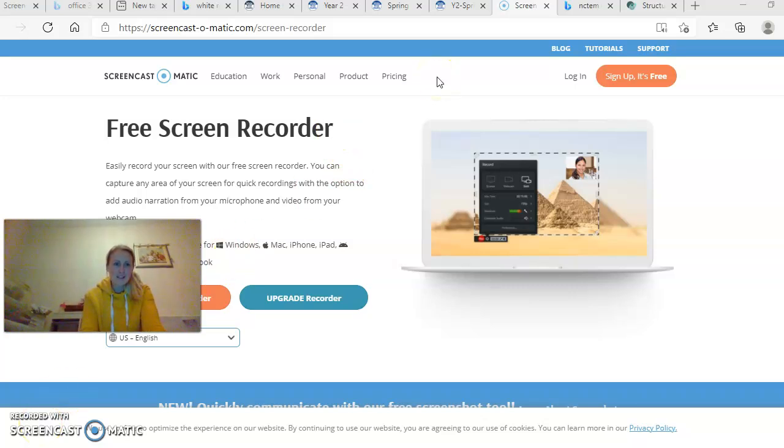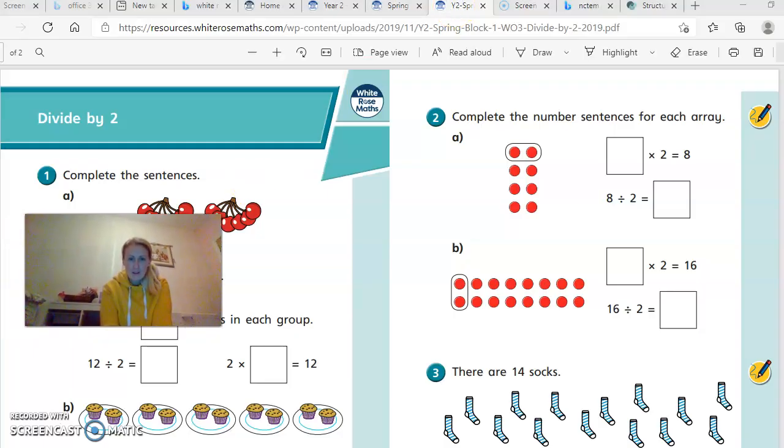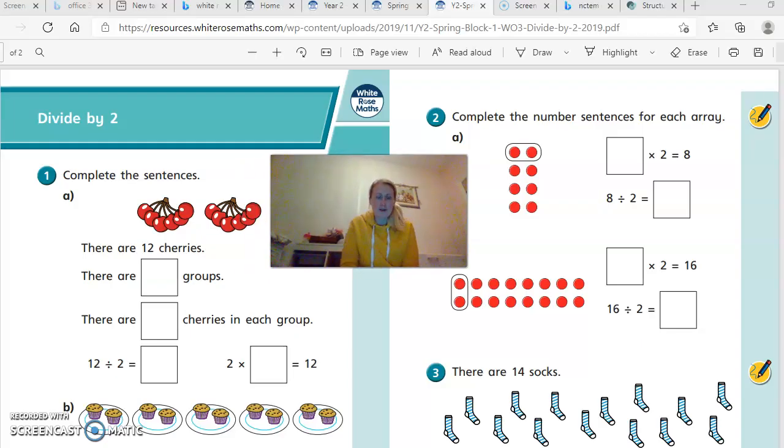This is our maths lesson and we are going to be looking at dividing by 2 today, okay? But before we do that, I'm just going to show you the worksheet that we are going to be looking at. You should have this worksheet here, the divide by 2 one, okay?